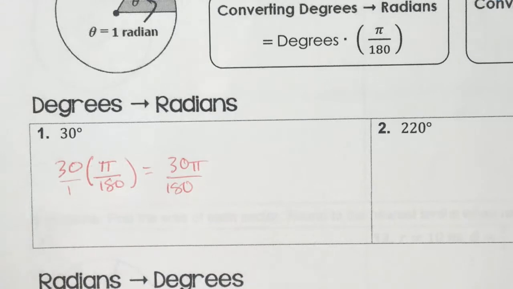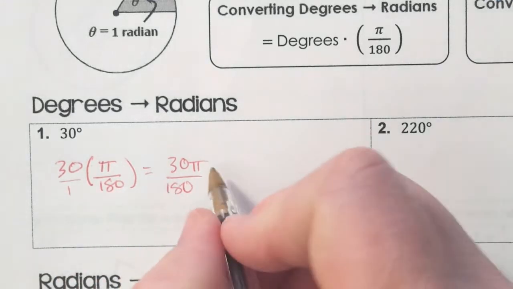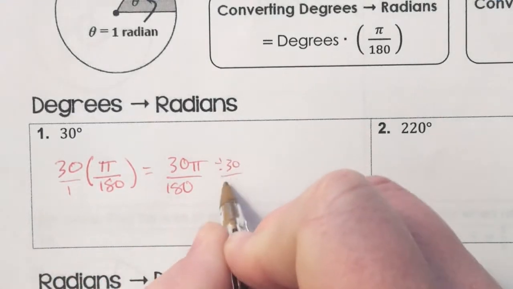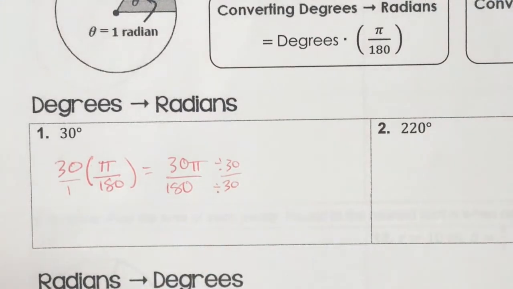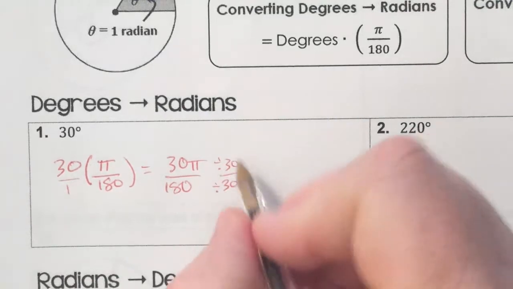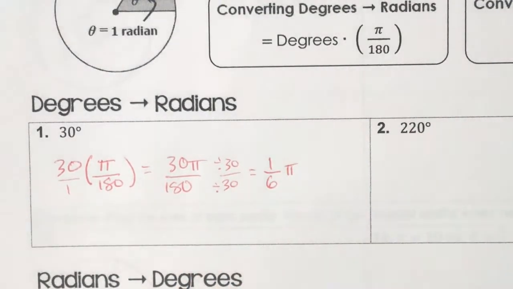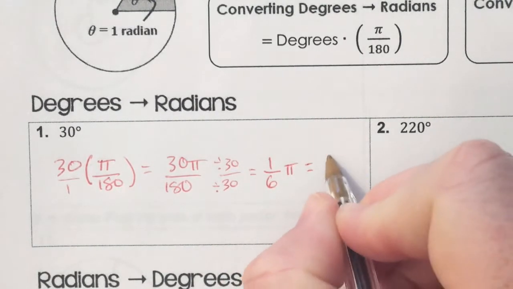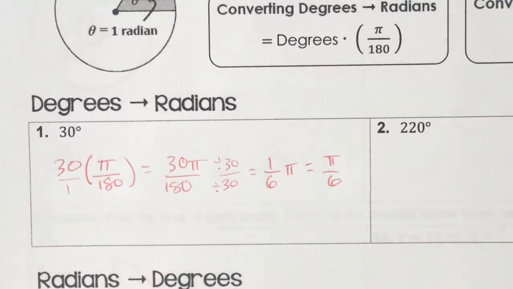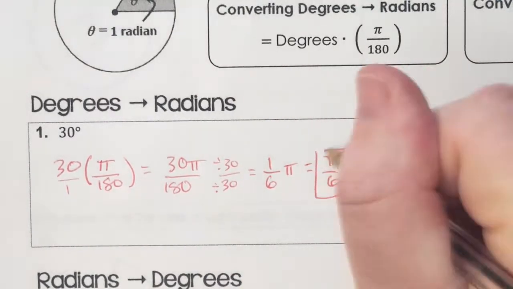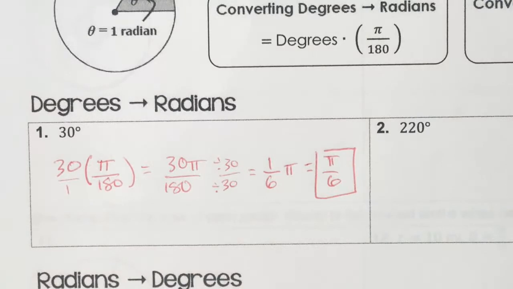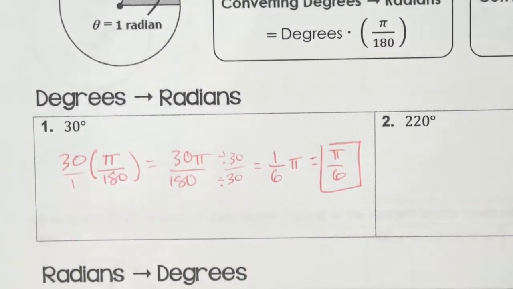What can you take out of 30 and 180? Well, I can divide top and bottom by 30. If you divide top and bottom by 30, you would get 1 over 6 pi, which is the same thing as saying pi over 6. So this is the better answer, pi over 6, because that's what it's usually going to look like.